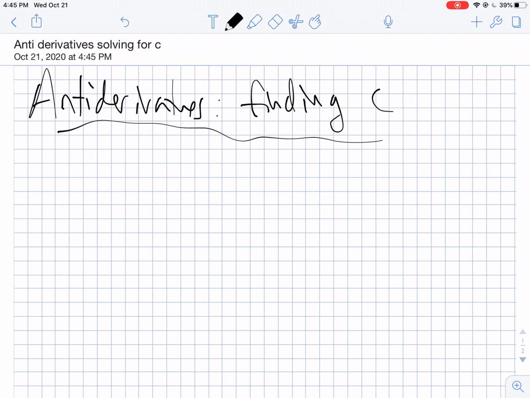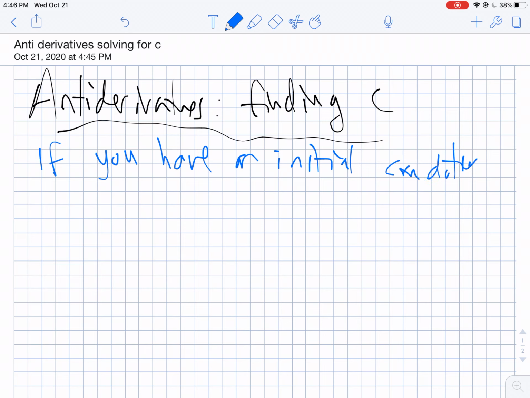Okay, welcome back, guys. So one of the questions that I know has been vexing a lot of you is, what's going on with that c? Is there ever a time that we can solve for that c and figure out a number for what that c is? And the answer to that, of course, is yes. So here's the idea. If you have an initial condition, you can actually solve for c. Now, this is very exciting, of course.